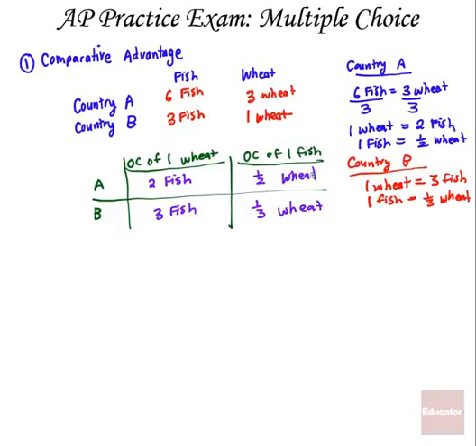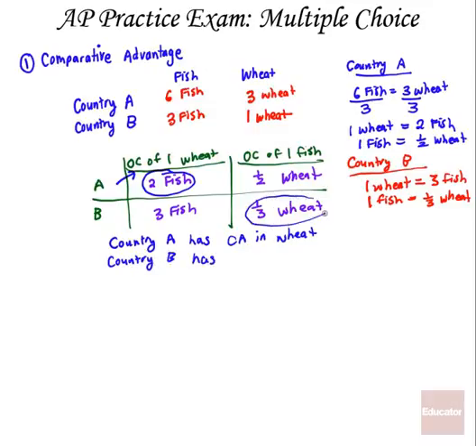Now, how do you find comparative advantage? Comparative advantage is the lower of the 2 opportunity costs. So you want to circle the lower of the 2 here. So 2 fish is lower than 3. So country A has comparative advantage in wheat. And country B has comparative advantage in fish.